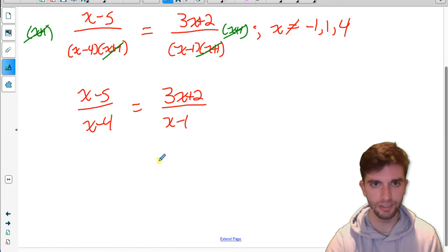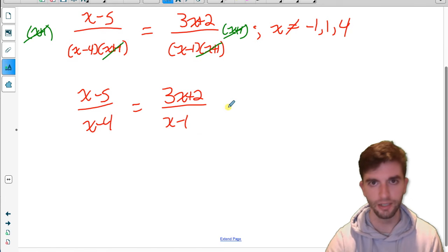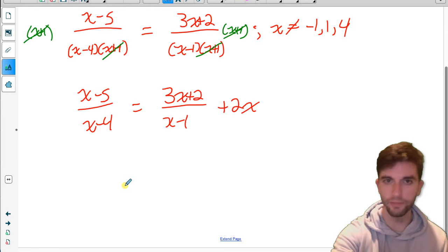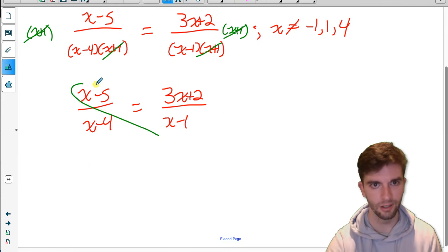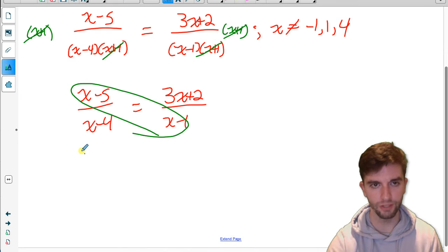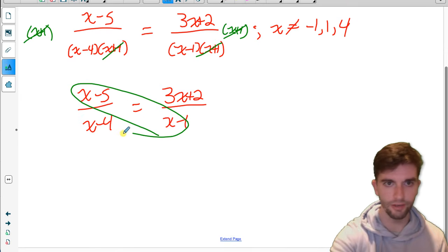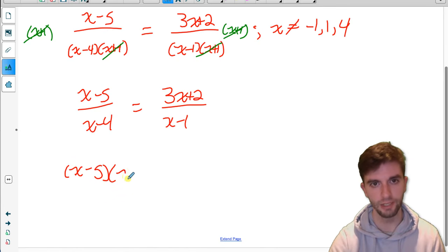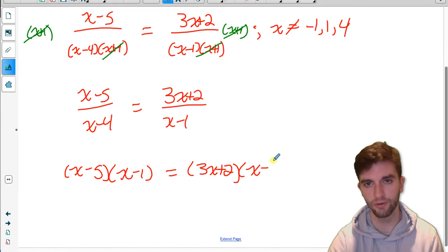And now I have fraction equals fraction, so I'm allowed to use the shortcut of cross multiplying. If there was something like another term added or subtracted somewhere, I wouldn't be able to do cross multiplying. But since it's just fraction equals fraction, we can put the product of those two terms on one side of the equation and the product of those two terms on the other side of the equation. So that would look like x minus 5 times x minus 1 equals 3x plus 2 times x minus 4.